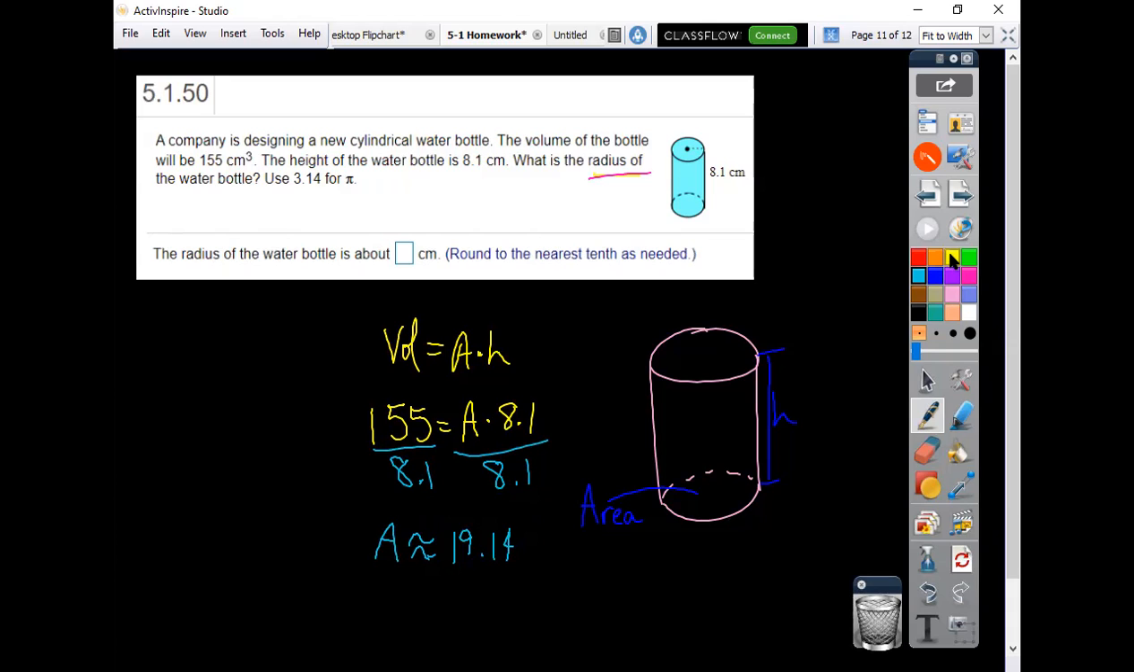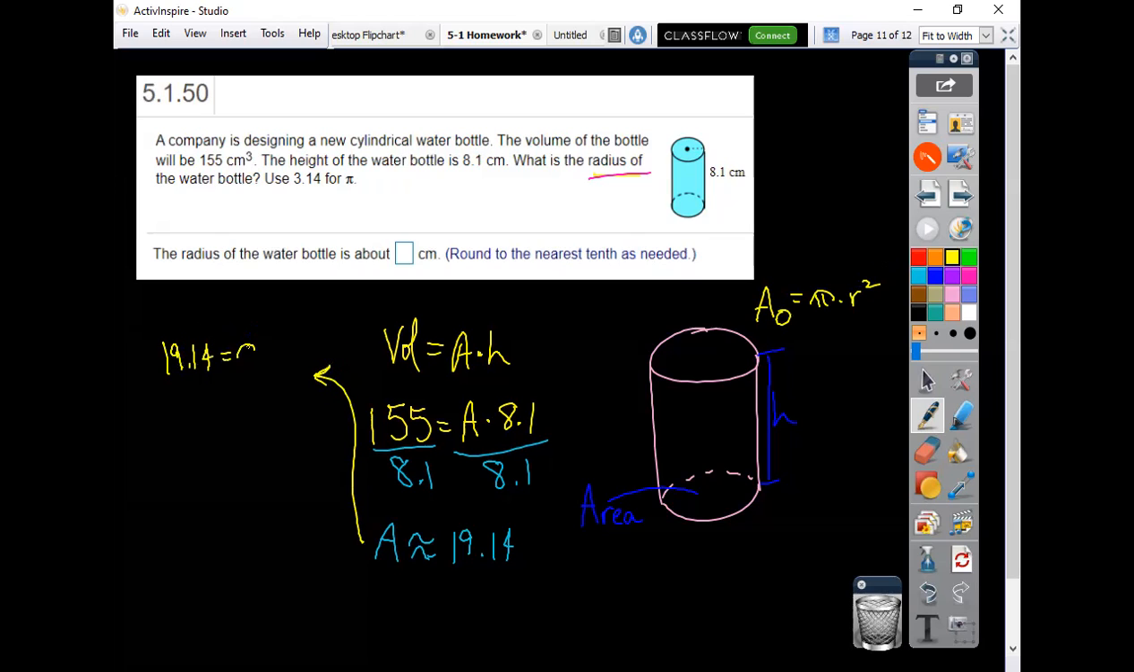Then remember that for area of a circle, that's pi times the radius squared. So this 19.14 equals pi times my radius squared. Well, how am I going to solve to find the radius out of that then? I would first divide by my pi to get my radius squared alone. So I'm grabbing that calculator again.